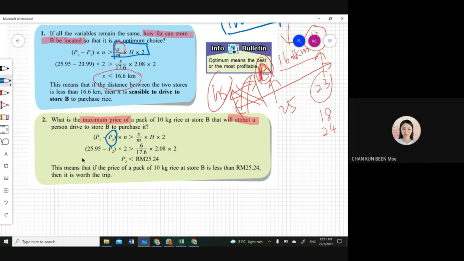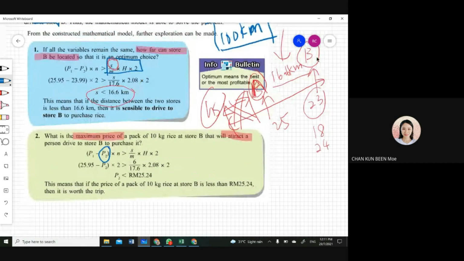Yes. So after you found out everything, you can get the price of the pack of rice in store B is less than 25 ringgit 24 cent. Okay, what does it mean over here? The price in store B must be less than 25 ringgit 24 cent, only then is it worth going to buy. If the price is 25 ringgit 24 cent, then it is not worth it. Okay, that is the meaning over here. You can use the mathematical model to find out the distance that is the optimum choice and the maximum price of rice.